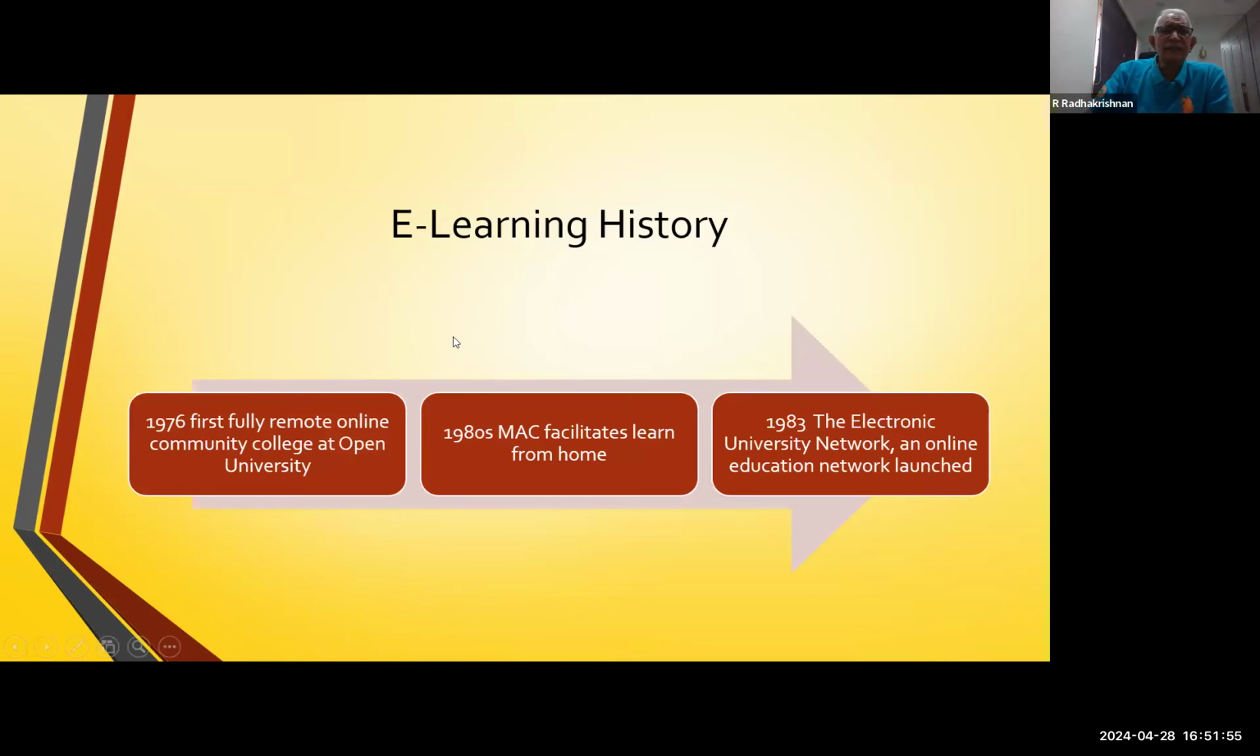Now, after 1969, the first remote online community college was opened in US at a place called Open University of US. Now, in 1980s, Mac facilitated learn from home concept through their Macintosh machines. We all are aware of MacBooks, Macintosh machines in those days is what it used to be called. And in 1983, Electronic University Network and Online Education Network started. So the first Electronic University Network, which was an online education network, was launched in 1983.